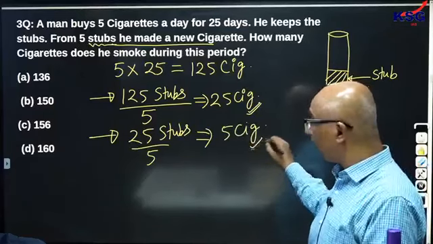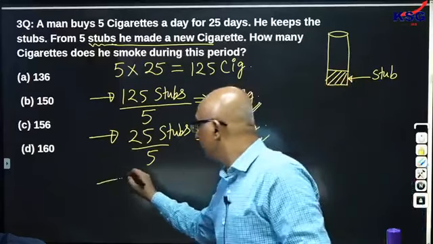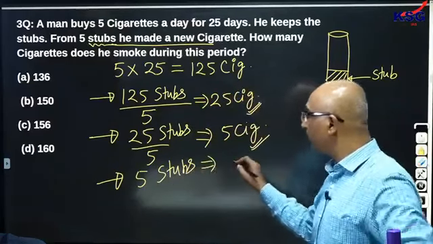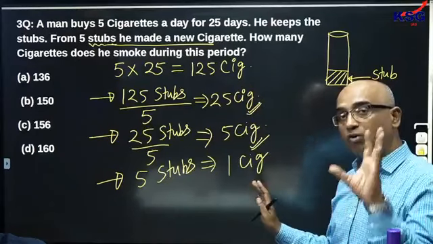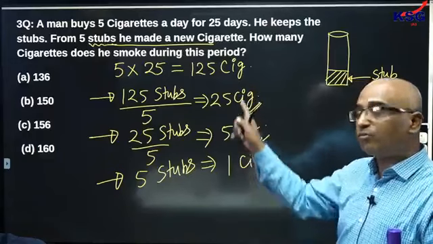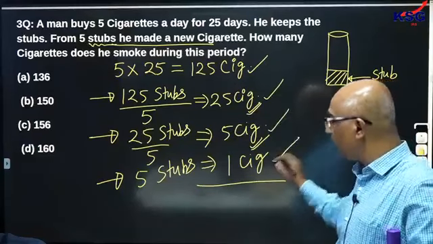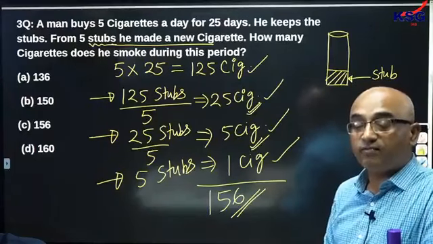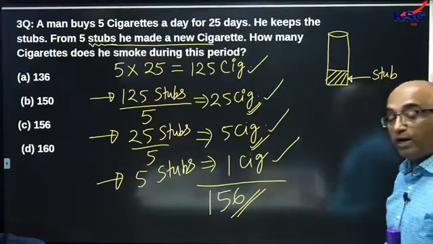After smoking these 5 cigarettes, he will get 5 more stubs. Chain smoker, so a chain is required to answer the question. And 5 stubs is equivalent to 1 cigarette. 1 cigarette means everything is over, because a minimum of 5 is needed to make one new cigarette. The only correct answer is 125 plus 25 plus 5 plus 1. So the answer is 156. Very good, student.